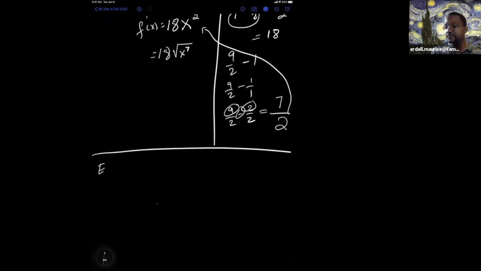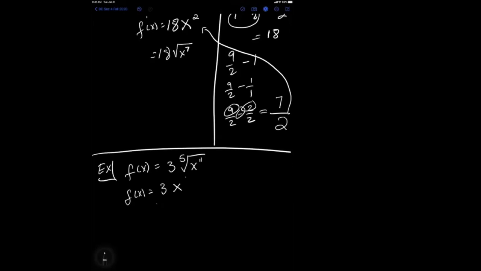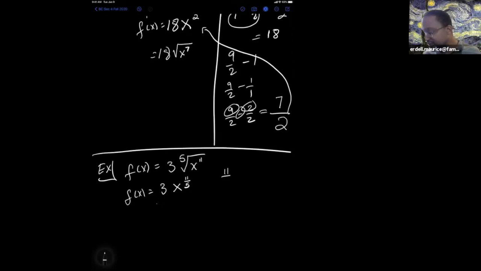Another example. Let's say I have f of x equals 3 times the 5th root of x raised to the 11th power, and I want to take the derivative right here. Again, this section is about adjustments. I cannot take the derivative right away. So I have to rewrite the problem as 3x raised to, somebody tell me what power x is going to be raised to? 11 over 5. It's going to be 11 over 5.